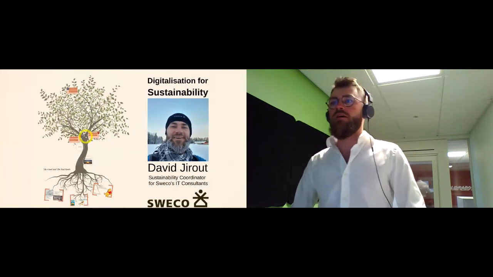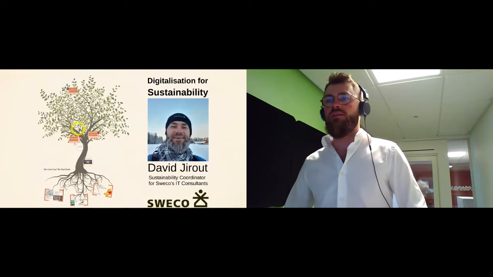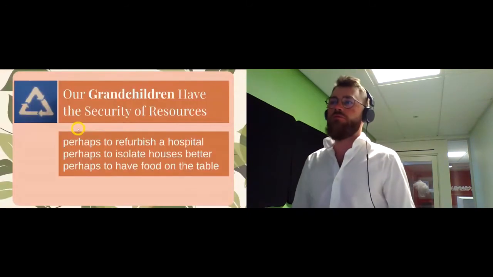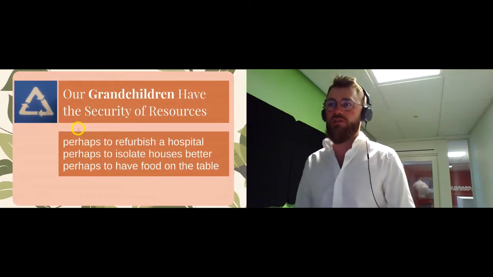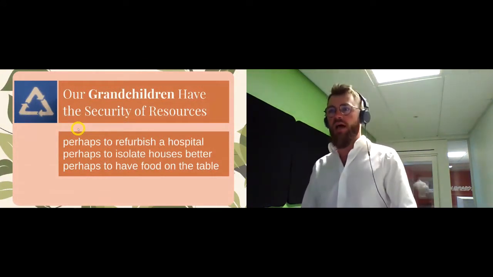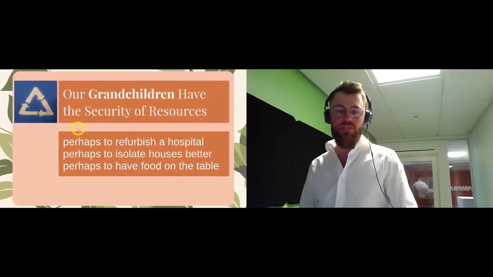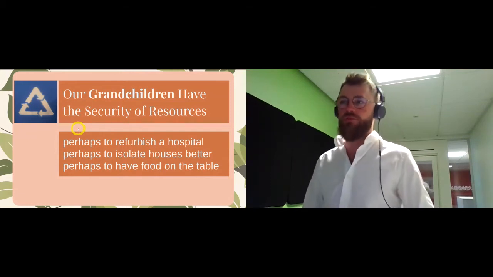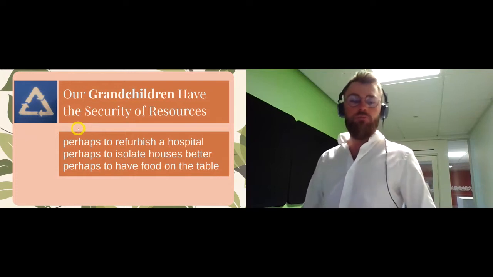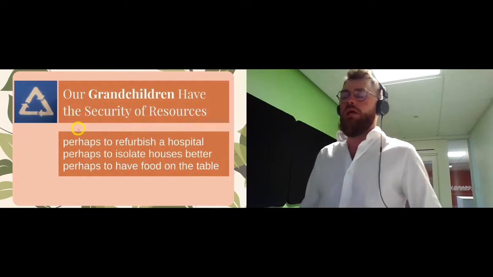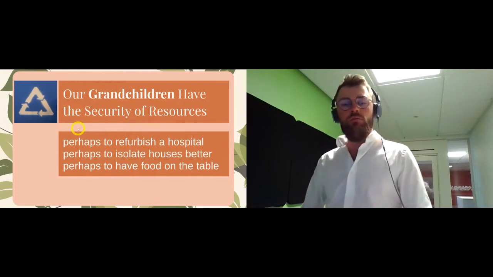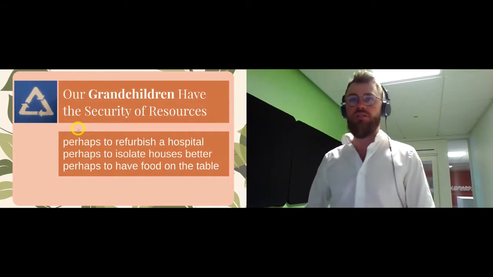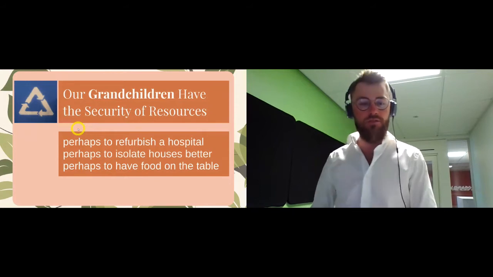Let's take a look at the tree I've got here. It has a few fruits that we would like to harvest. One of the fruits is that we want to make sure that our grandchildren will have the security of resources for their development. Perhaps in 2050, they'll have to refurbish a hospital, improve housing, etc. And that's something we want to make sure happens. At the moment, the preconditions for that are very low, and I'll talk about it later.